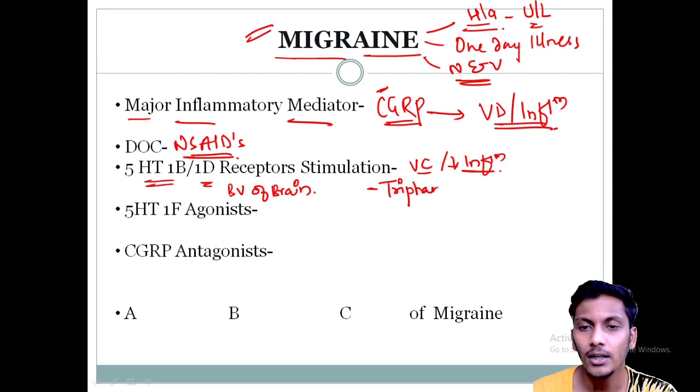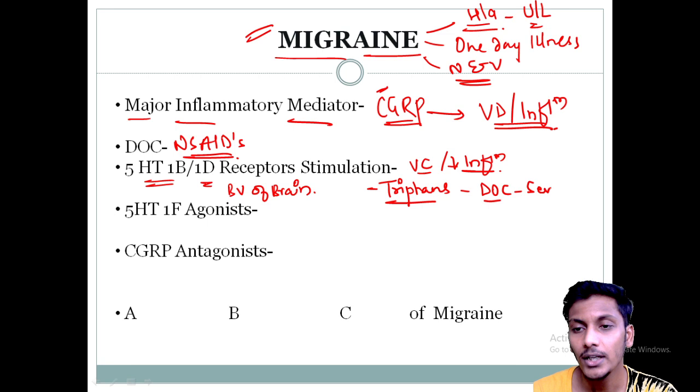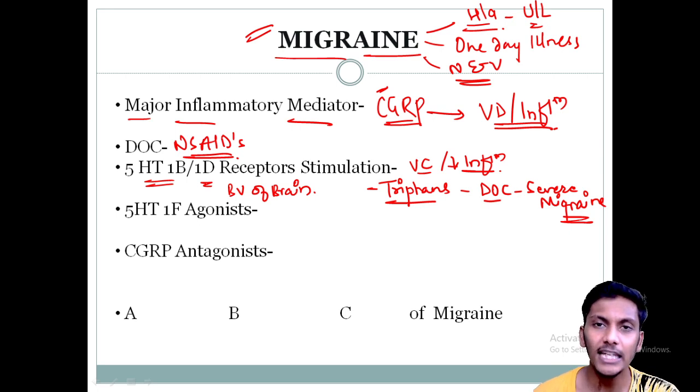Triptans are the drug of choice in cases of severe episodes of migraine. Please remember, mild to moderate migraine is treated by NSAIDs, but for severe migraine, which is the drug of choice? It is your triptan drugs. Okay, important one, triptan drugs.